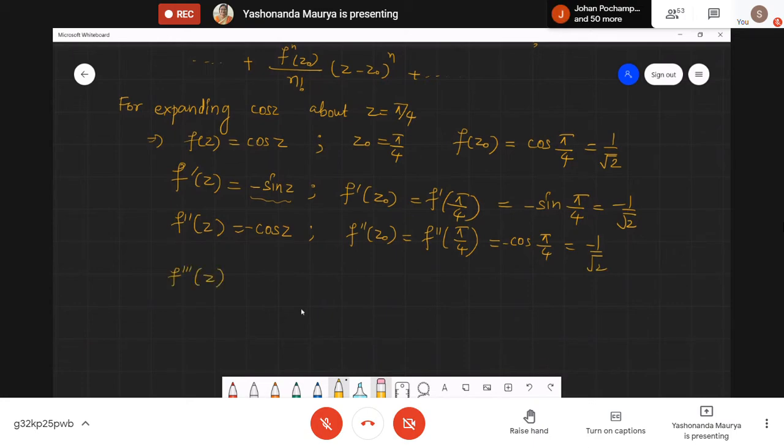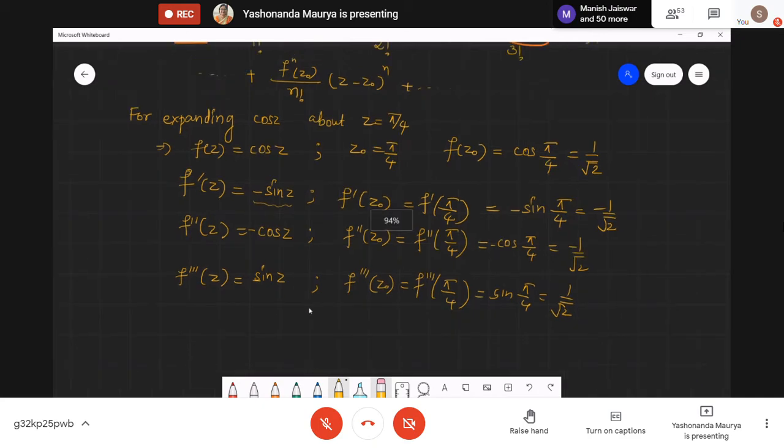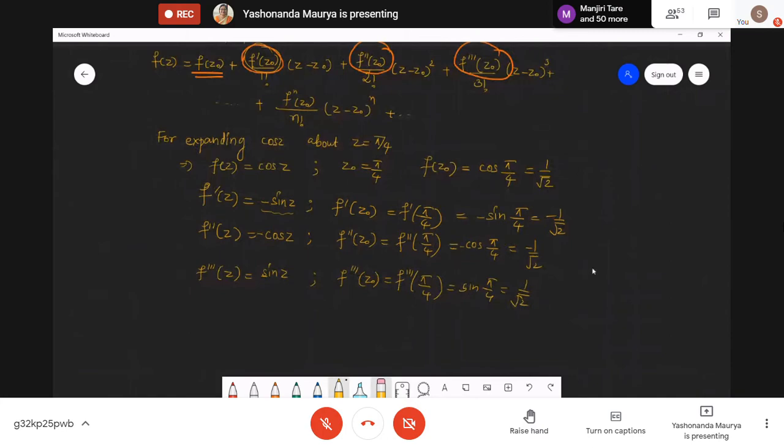f triple dash, how far are we going to compute this? So this will be sin z, and f triple dash at z0 is f triple dash at pi by 4. So this will be sin pi by 4, which is 1 by root 2. Okay. So actually speaking, if we get three or four non-zero terms, we are done. All of them are non-zero only. So we can substitute in this formula now.